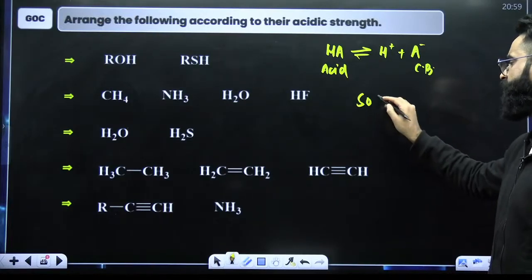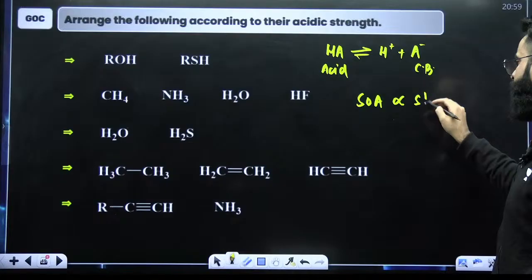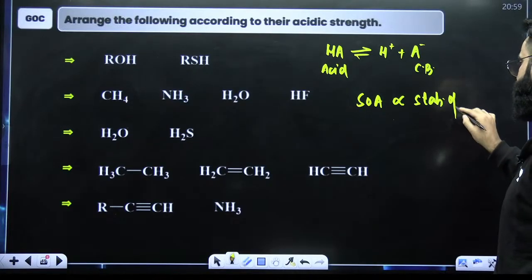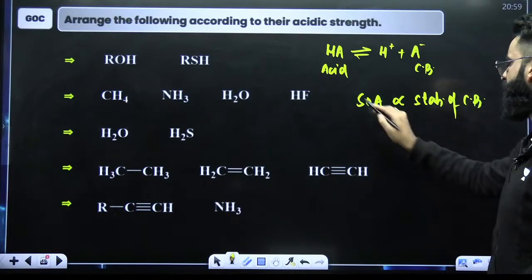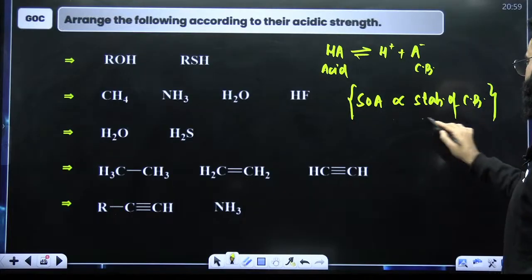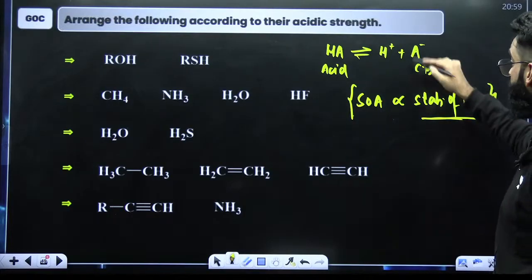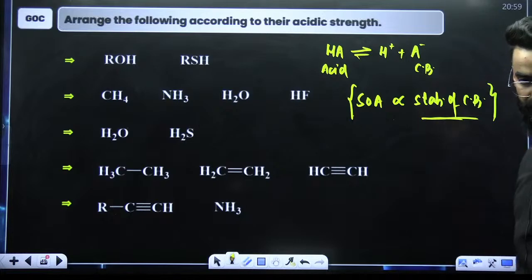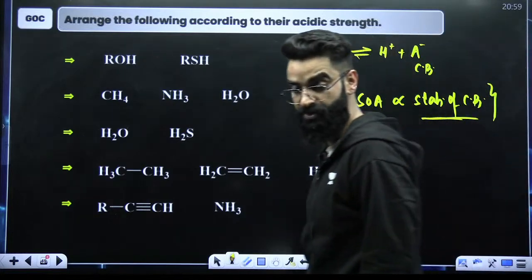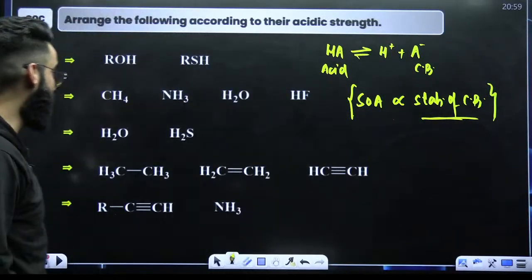And you know, strength of acid is directly proportional to what? Stability of the conjugate base. Strength of acid is directly proportional to the stability of the conjugate base. More stable the conjugate base, stronger is going to be the acid. Now, look at all the possible cases.